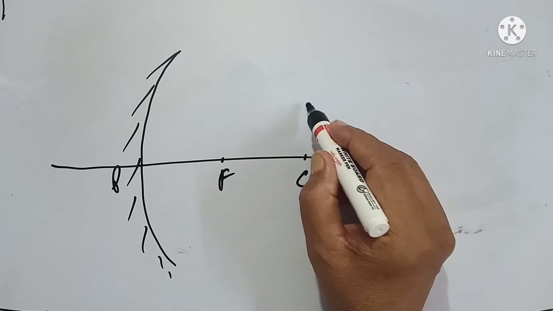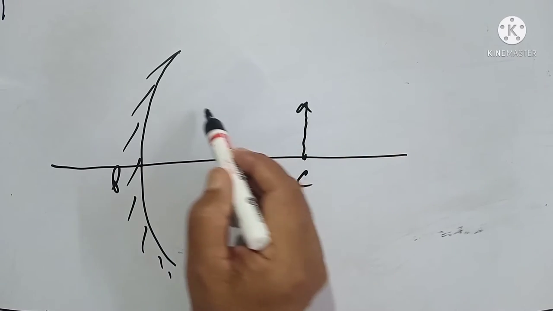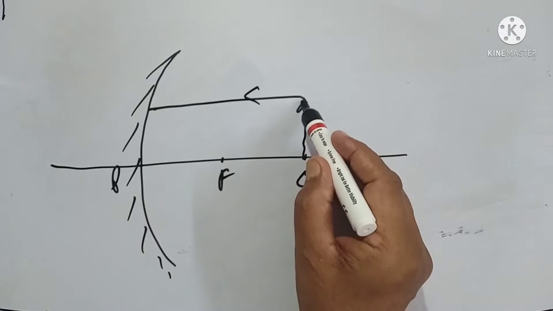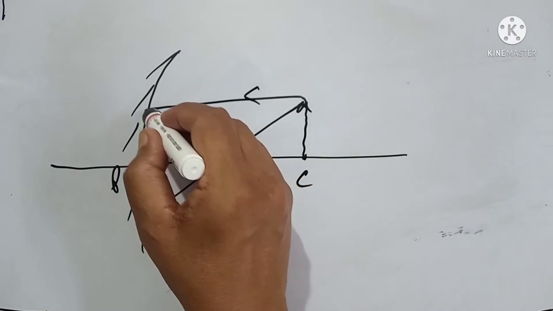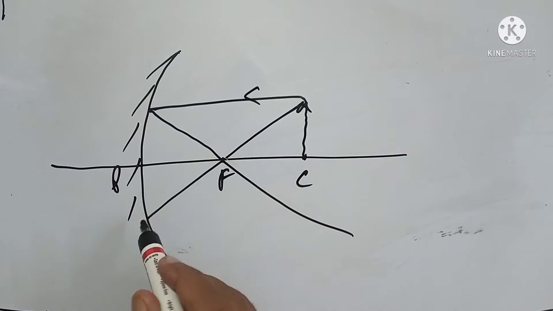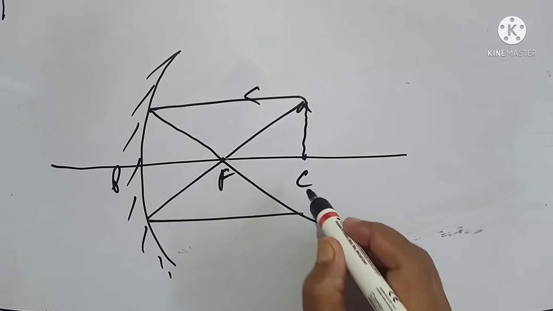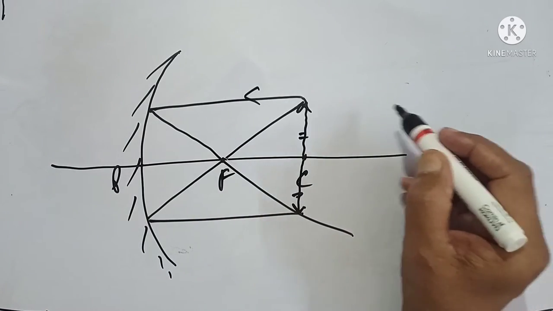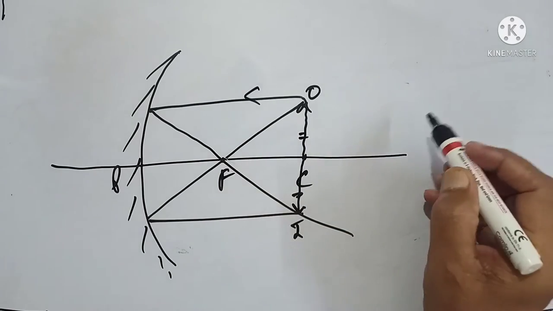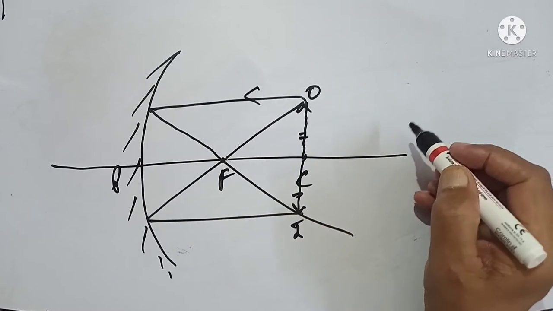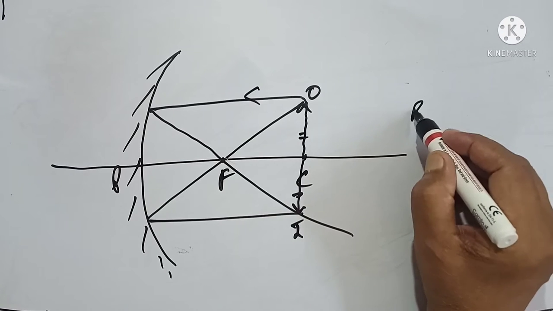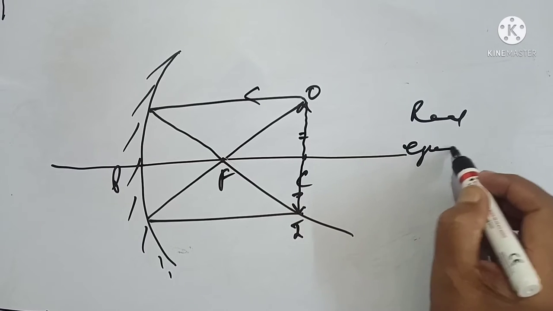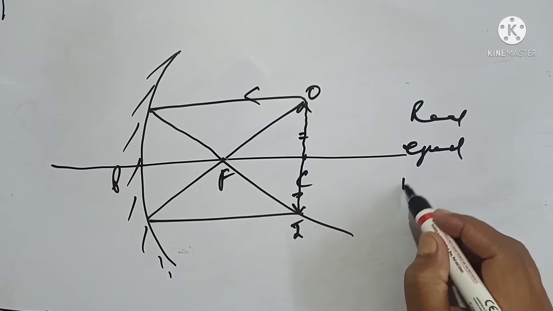We put now an object at C. Consider two rays, one parallel, and the other passing through F. After passing through this, it intersects at this point. So what we see: this is the object, this is I. The nature of the image so formed is real, equal, and inverted.